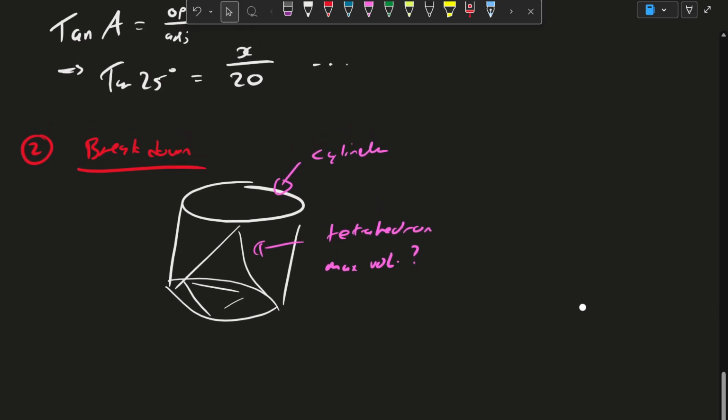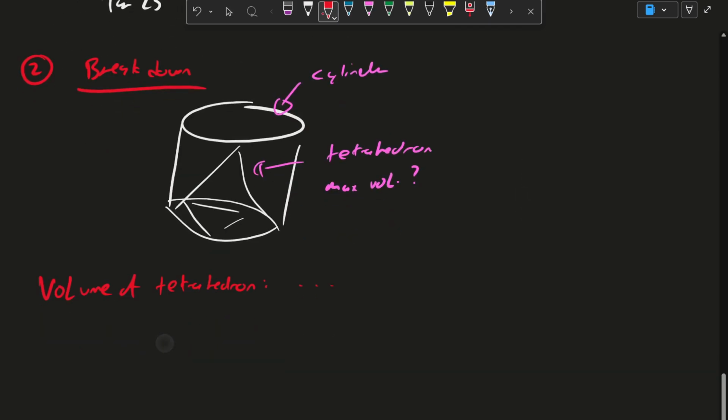So what I tell the students is, okay, you're going to need the volume of the tetrahedron, because we want to find the maximum of it. So we look for the volume of the tetrahedron first, whatever that is. Then the volume of the cylinder, because we'll need that as well. So volume of the cylinder, whatever that happens to be.